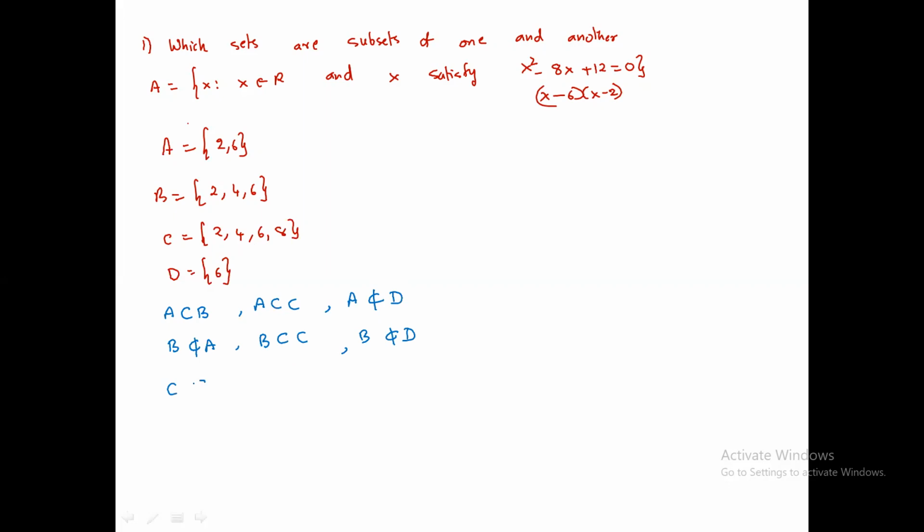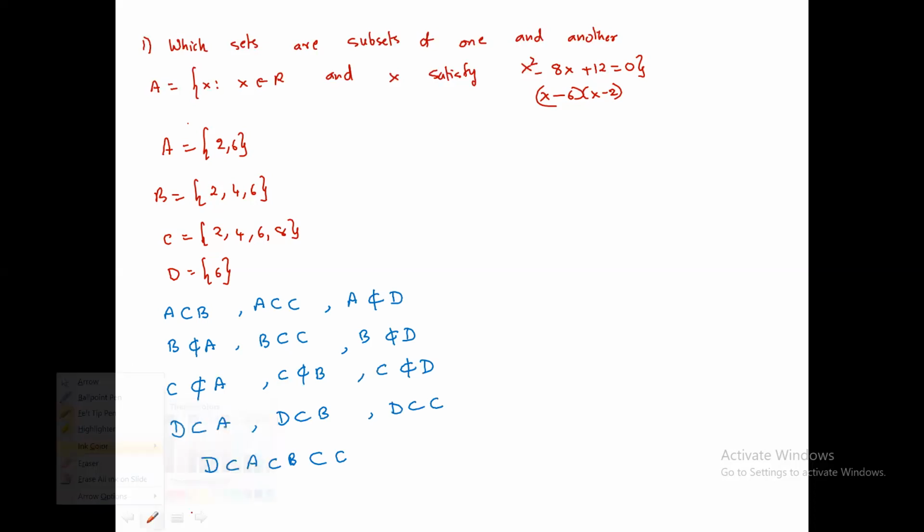About C, what can you say? C is not a subset of A. C is not a subset of B. C is not a subset of D either. About D, D is a subset of A. D is a subset of B. D is a subset of C. So finally, we can combine and also say D is a subset of A, A in turn is a subset of B, B in turn is a subset of C. In either way, we can write.